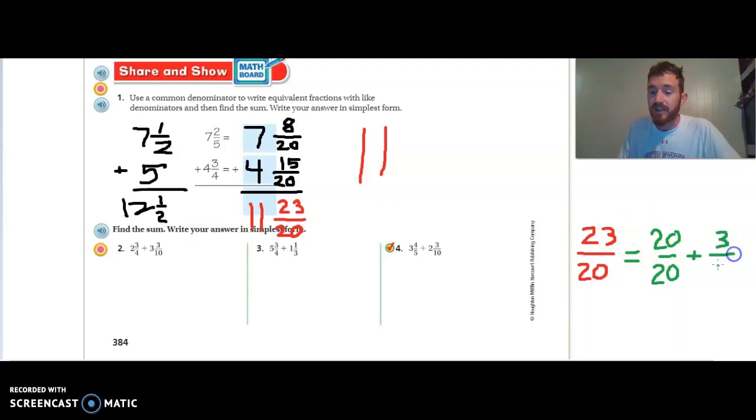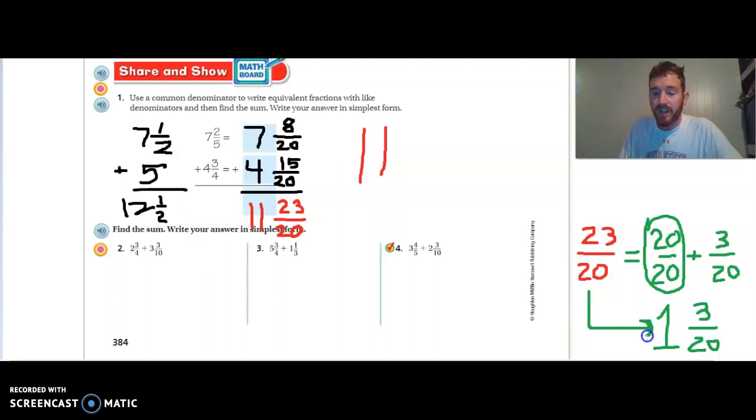We'll start slowly, and eventually we'll get to where we can do this in our heads. But if I take 20 20ths out, that's equal to 1 whole. And then I'd have 3 20ths left. So if we had 23 20ths by itself, we would put that into simplest form by saying that's 1 and 3 20ths. So I take 20 20ths as one whole that I can take out and rewrite as a mixed number.